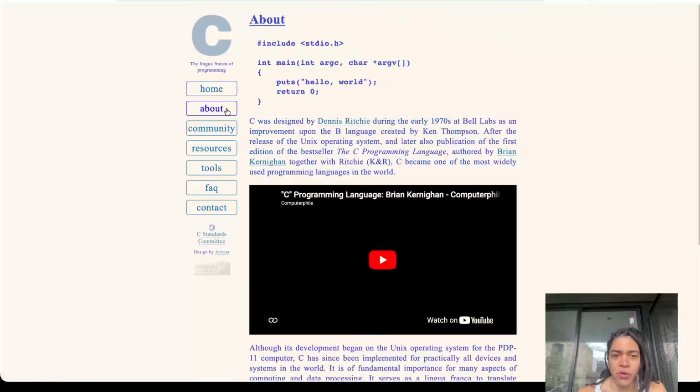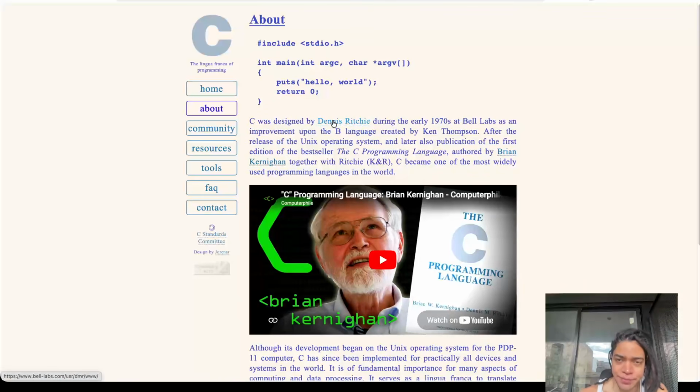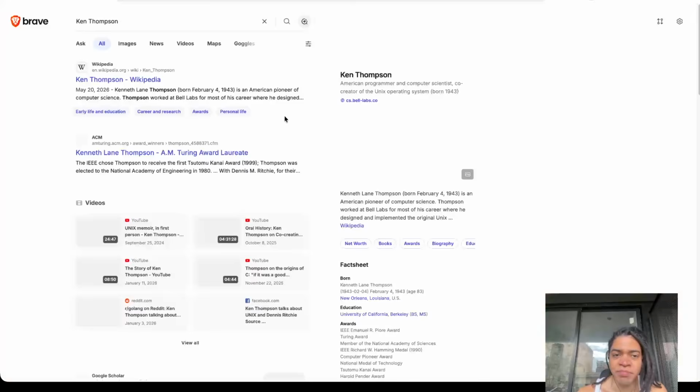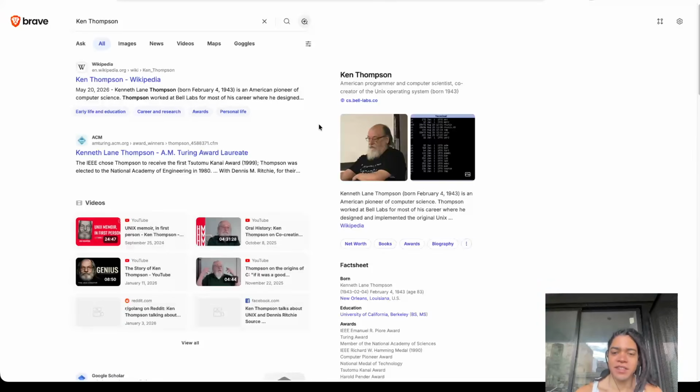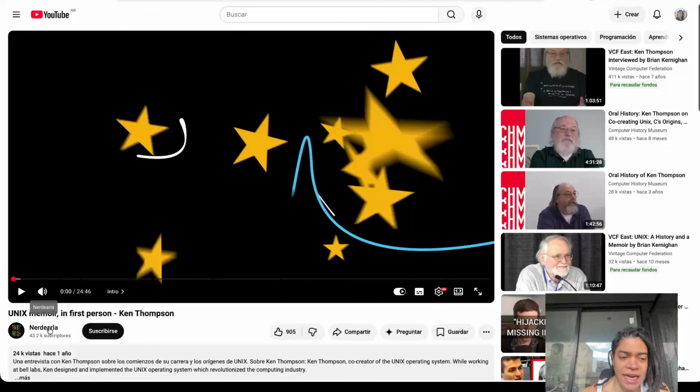So if I go here to the About page, C was designed by Dennis Ritchie. All hail to Dennis Ritchie. During the early 1970s at Bell Labs, as an improvement upon the B language, created by Ken Thompson. For those who don't know who Ken Thompson is, well, here it is. Right? He is still alive. Holy moly, sir. And he has come to several events. One of them is here in Argentina, Nerdearla, right? It's the nerding stuff.